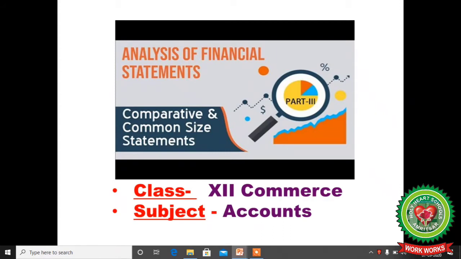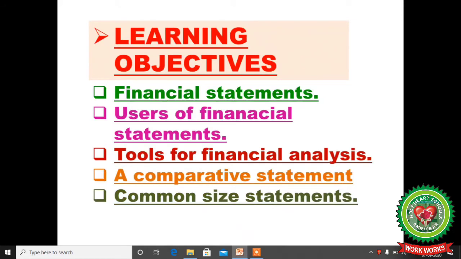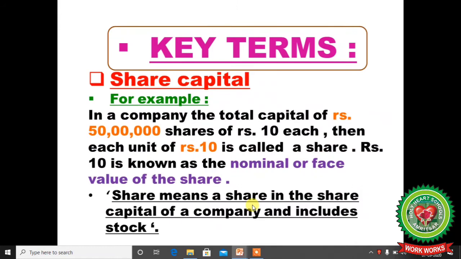Okay, now our today's topic, analysis of financial statement, and under this the tools used, comparative and common size statement. For this, see the learning objectives: financial statement, uses of financial statement, tools for financial analysis, a comparative statement and the common size statement. First of all, what are the key terms?